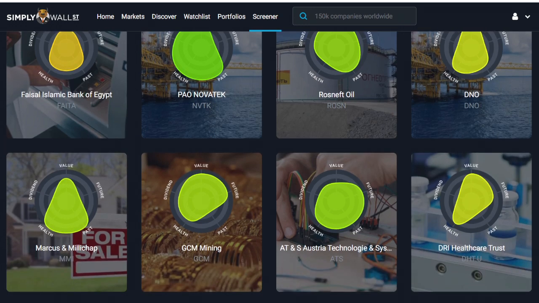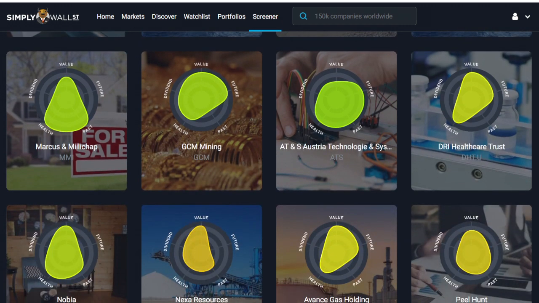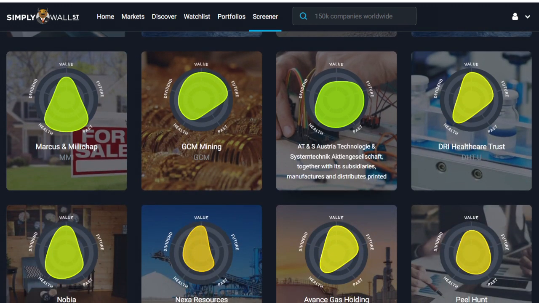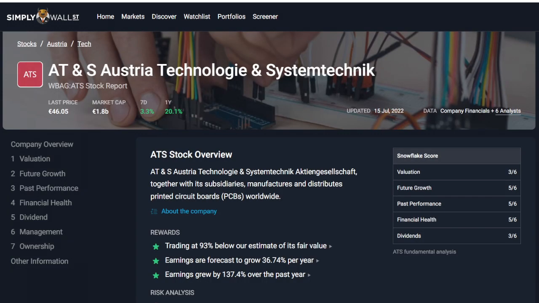It went up 500%. So you want to be careful with oil stocks. But for example, here I've got ATNS, Austria Technologie & Systemtechnik. Actually, this seems maybe something interesting, according to Simply Wall Street.